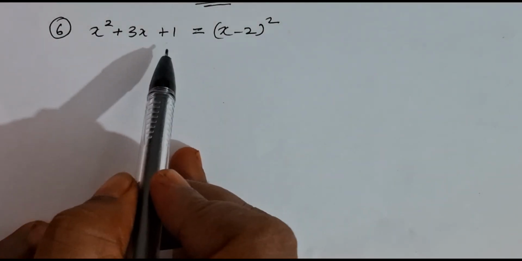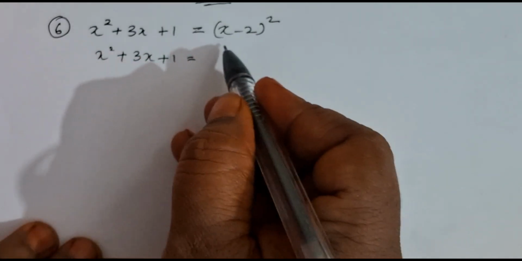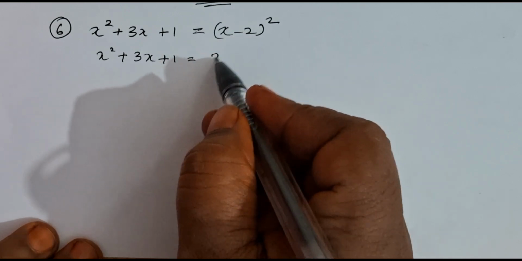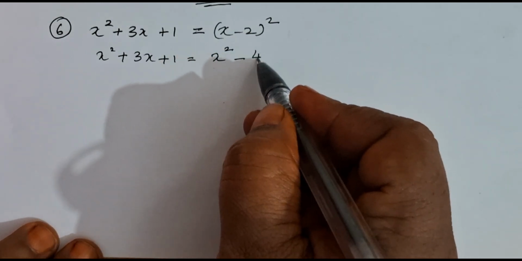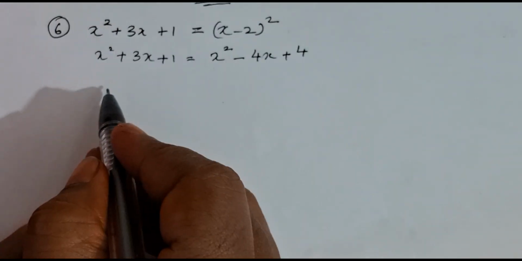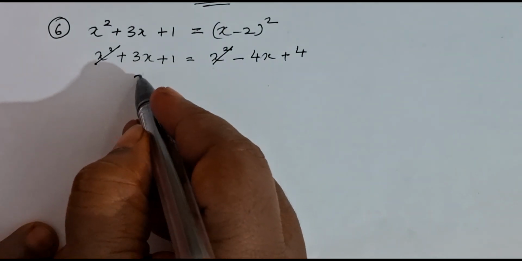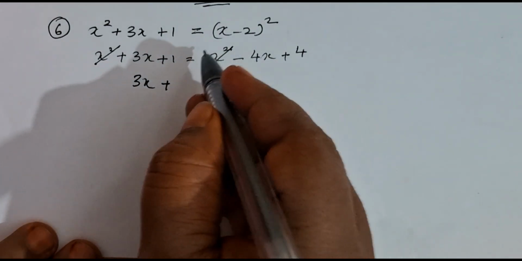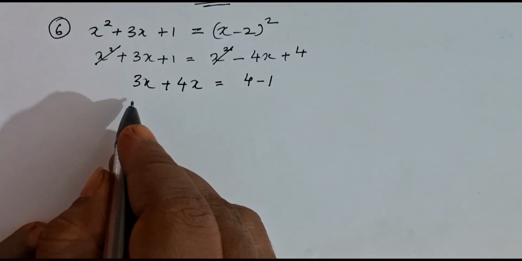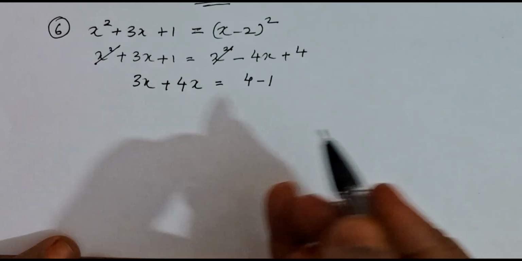x square plus 3x plus 1 is equal to (x minus 2) whole square. So now x square plus 3x plus 1 we will write as it is, and we will expand this, which is equal to x square minus 4x plus 4. x square and x square, they both are same, so we can cancel them. And now this becomes 3x, and bring 4x from the other side, which is equal to 4 minus 1, shift plus 1 to the other side. So when we simplify, you will get 7x equals 3.